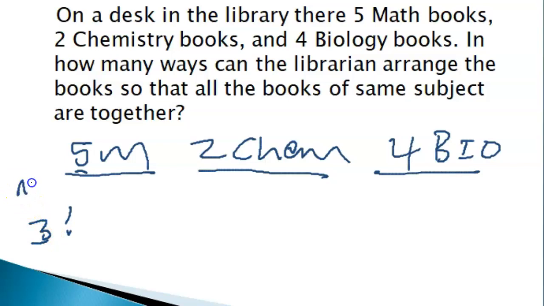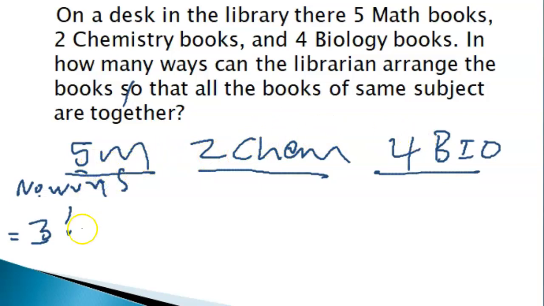So the number of ways. Let's work it out. Remember, the books of the same subject must be together. So we can start the arrangement with the 5 math, or we could put the 5 math at the end and then the 4 bio at the front, or we could put the 2 chem at the end or the 2 chem at the front, and so on. All right, so 3 groups, so 3 factorial first. So these among themselves can be arranged 3 factorial ways, 3 times 2 times 1, 6 separate ways.